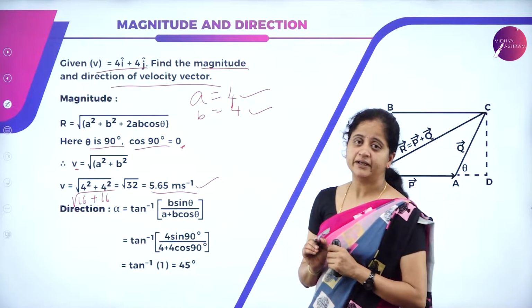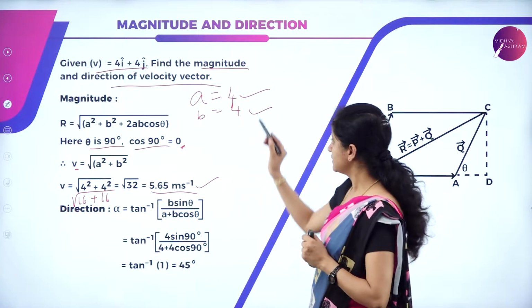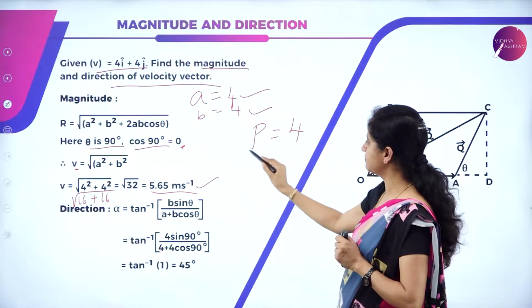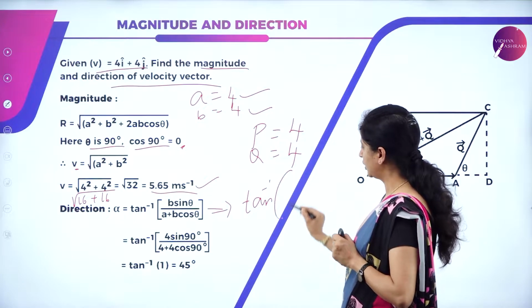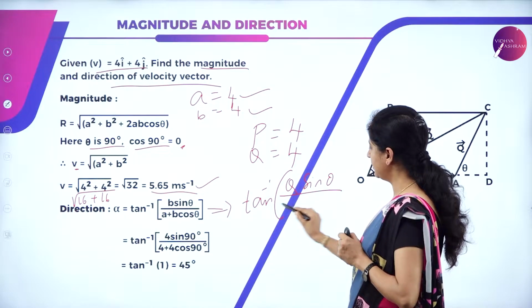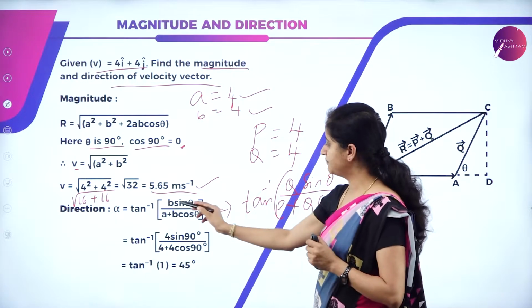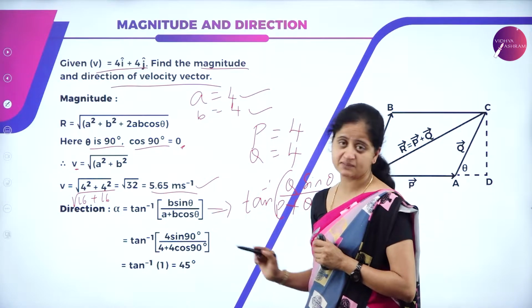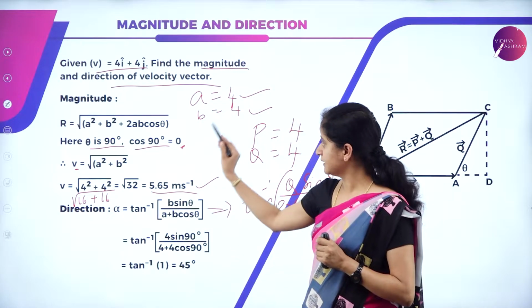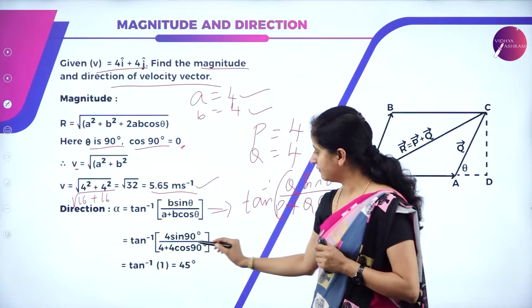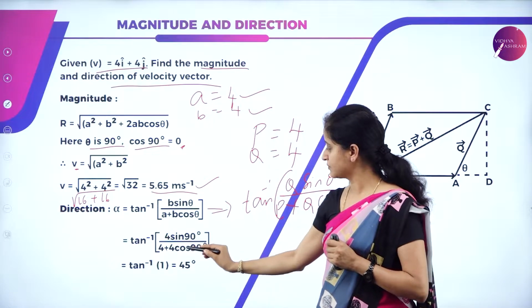Direction can be calculated by the formula alpha is equal to tan inverse of b sin theta divided by a plus b cos theta. If you take this value with the notations p and q, then this formula will be tan inverse of q sin theta divided by p plus q cos theta. It depends on how we take the data. I have taken it as a and b and hence I am writing the expression as b sin theta divided by a plus b cos theta. So tan inverse of 4 sin 90 divided by 4 plus 4 cos 90, as a and b values are 4 and 4 respectively.